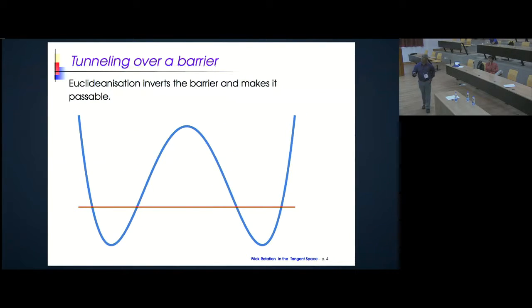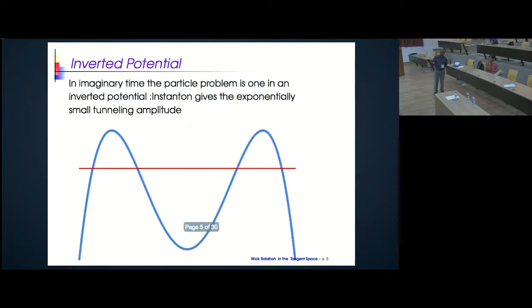So here is an example of a problem which involves tunneling over a barrier. You start with a particle which has got an energy over here, the red line, and it's sitting in this potential. The potential is high enough that there's insufficient energy to cross it. But if you wanted to work this out, you can go to Euclidean time, and that effectively inverts the potential. It makes the whole problem look like this.